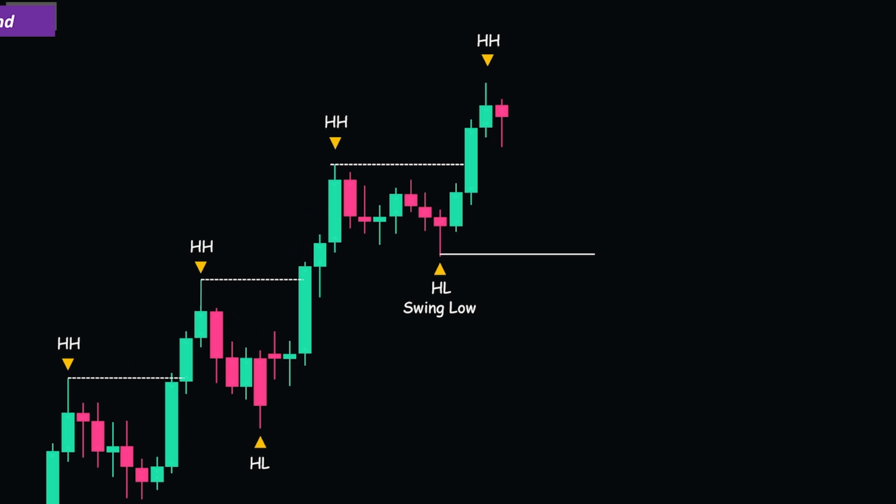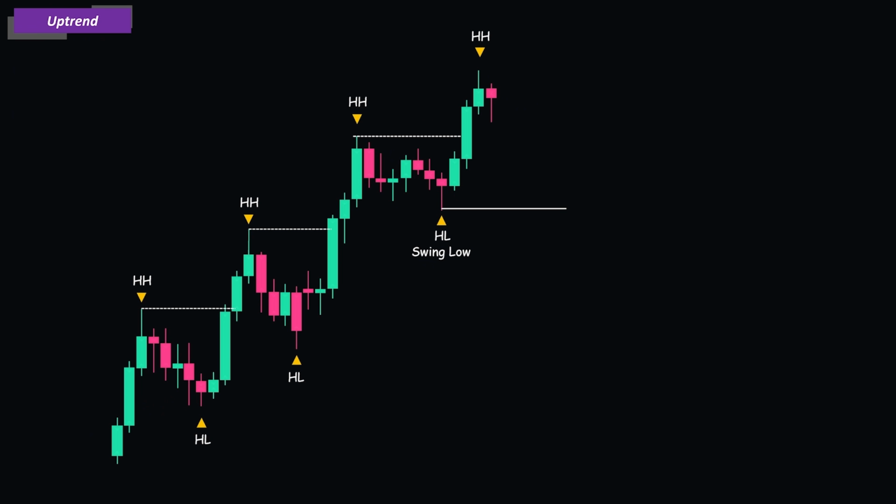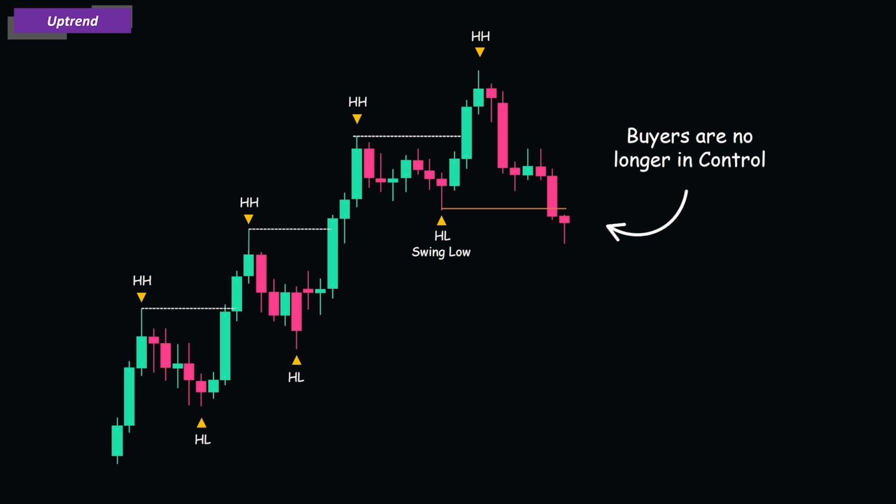Now our directional bias is bullish, and we will only look for buying opportunities as long as the price stays above this level. But what happens if the price breaks and closes below the swing low? This shows that buyers are losing control, and we are no longer in an uptrend.